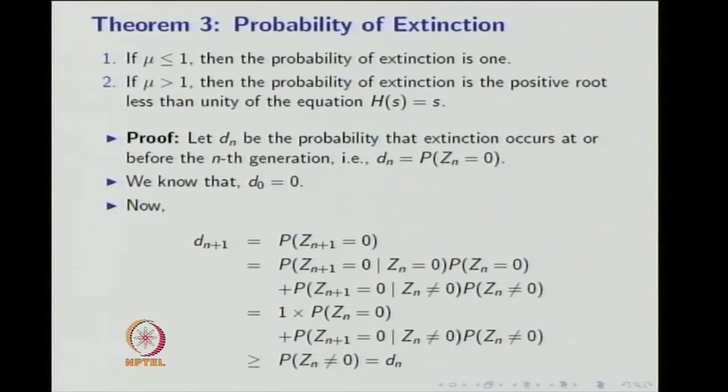If mu is less than or equal to 1, then the probability of extinction is 1. If mu is greater than 1, then the probability of extinction is the positive root less than unity of the equation h of s equal to s. That means you have to solve the equation h of s equal to s. From that you can get the probability of extinction. Here mu is the mean of the random variable Z1.